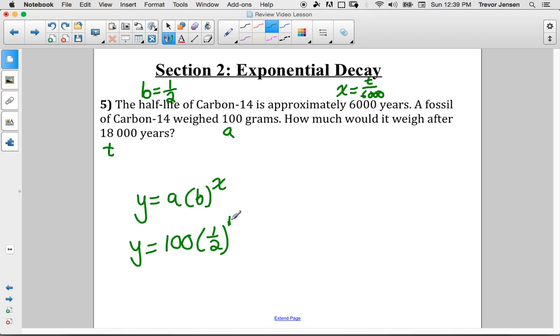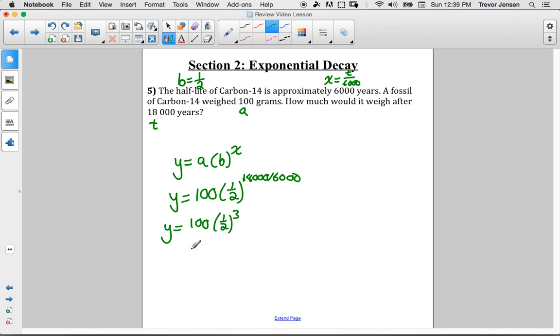So I need to do 18,000 divided by 6,000. So my equation is actually y equals 100 times a half to the exponent of 18,000 divided by 6,000, which is 3. So what I have here is y equals 100 times a half to the 3.